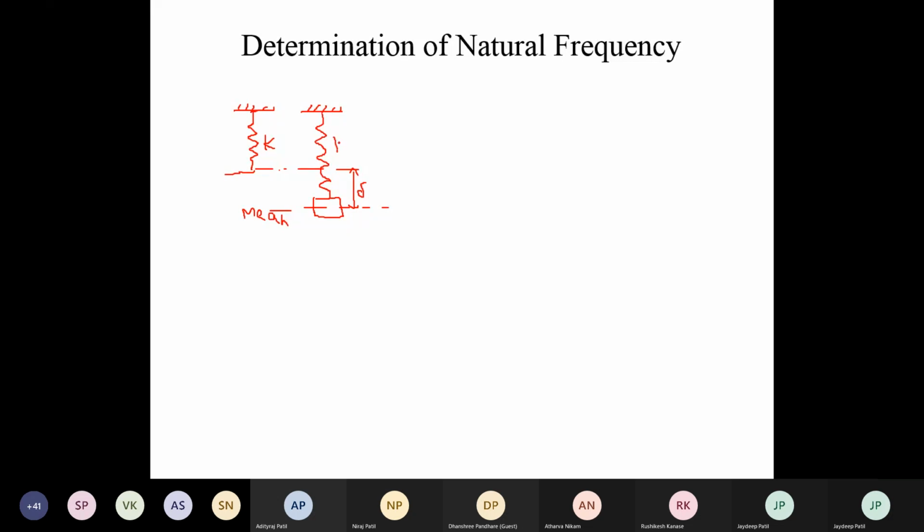Stiffness is K, mass M. If you draw the free body diagram of this mass and show the various forces acting on that body, tell me which forces act on it. One force acts due to the spring. Does that force move up or down? Will the spring pull or push?